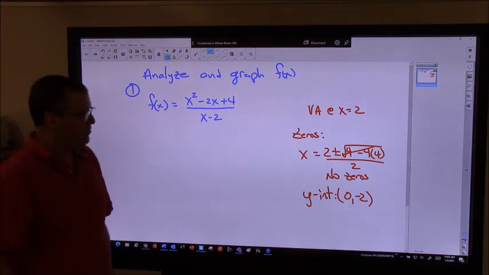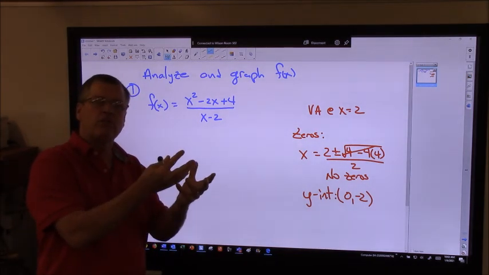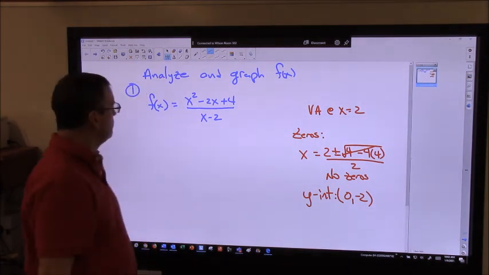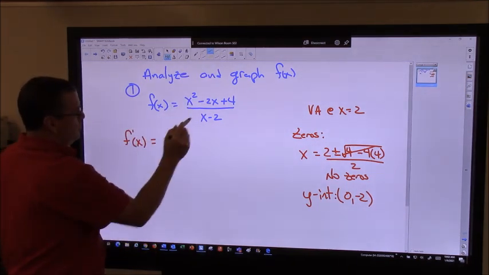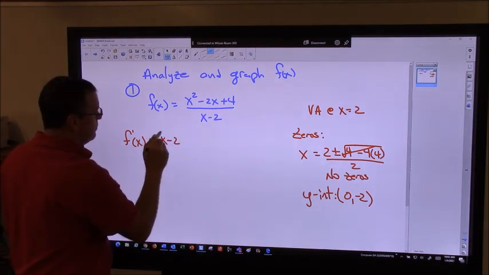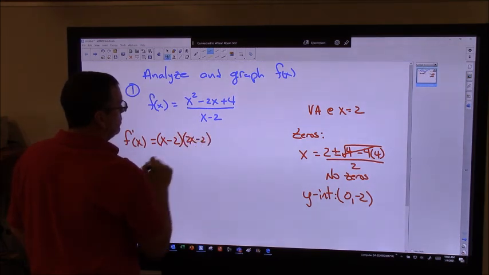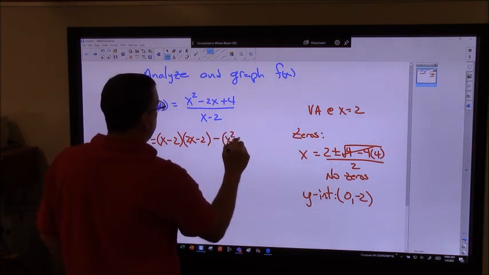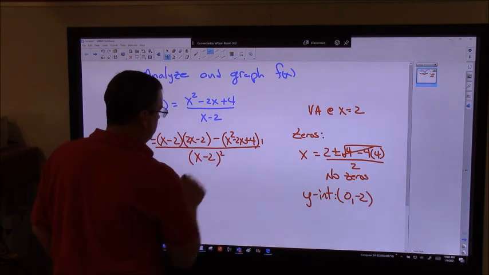All right, now we can start using our first derivative test to try and see if there are any relative maximums or minimums. Also, where is this function increasing or where is it decreasing? So, f prime of x. I'm going to do low d high. Derivative of the high part would be 2x minus 2, less high d low. So that would be x squared minus 2x plus 4. D low is 1. All over low squared will go.